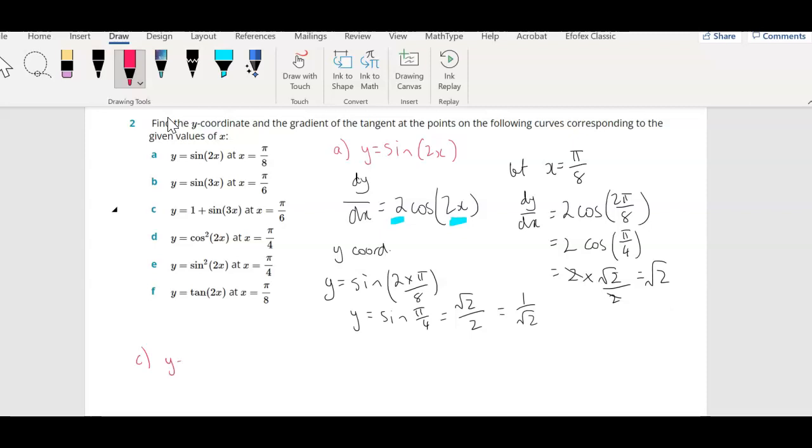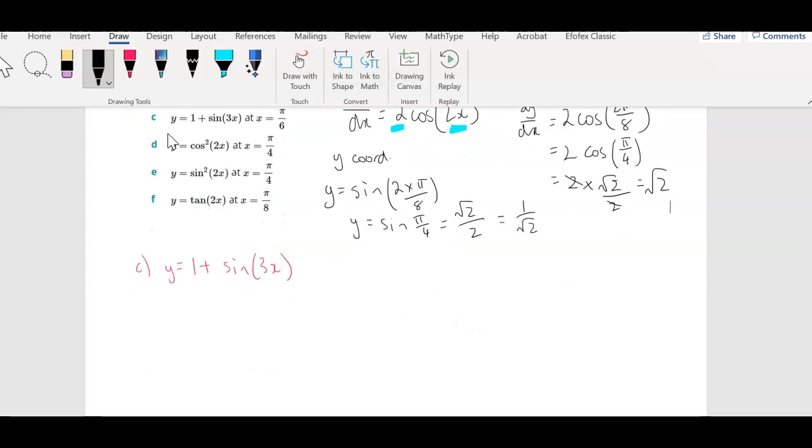All right, I'm going to skip to question C. This time we've got y equals 1 plus sine 3x. We're going to find the derivative to get the gradient. The derivative of 1 is just 0, and the derivative of sine 3x is 3 cos 3x. We're going to let x equal pi on 6, like it says in the question. So dy dx at x equals pi on 6 is 3 cos 3 pi on 6, which is pi on 2.